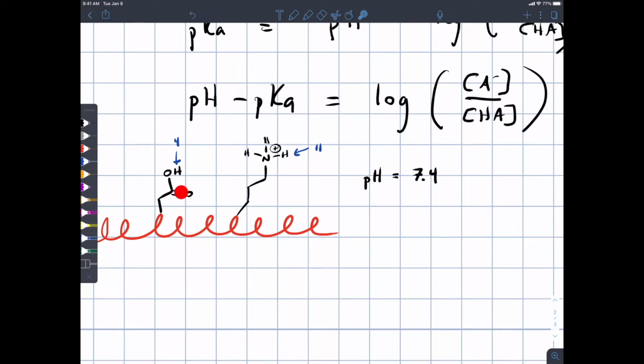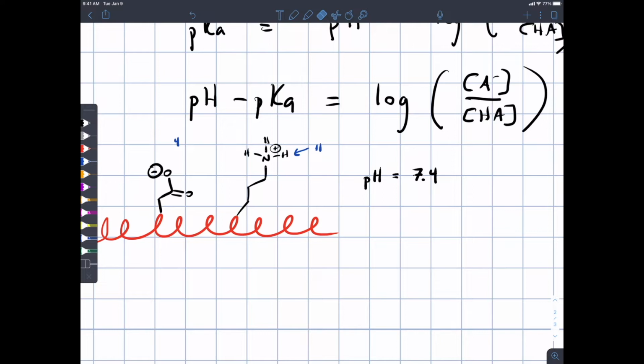How about my carboxylic acid? So pH is 7.4. pH is higher than pKa. So this number is positive. What does that tell you about this ratio inside the log? Yeah, the conjugate base form will dominate at this pH. So the correct form, the pKa of that proton was 4. It's no longer there, so the correct form is the negatively charged carboxylate.